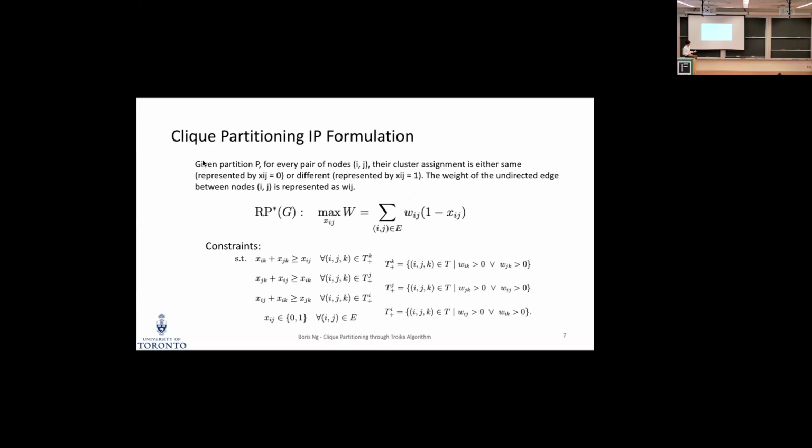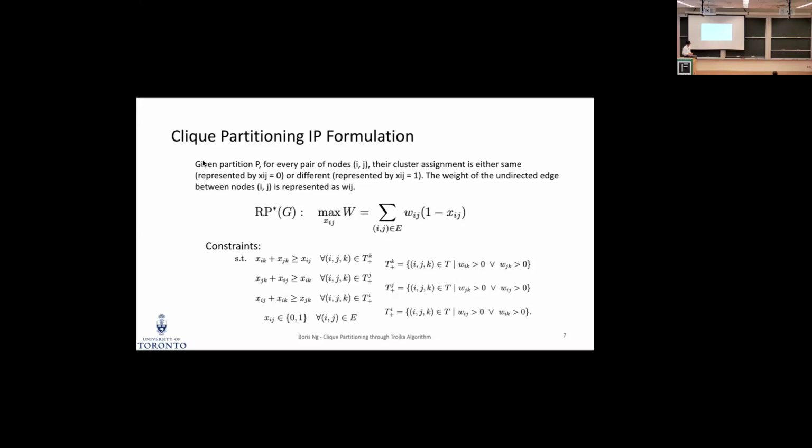Now, I'll briefly go over the integer programming formulation for the clique partitioning problem. We define variable xij, for example, to be a binary variable: 0 if nodes i and j are in the same cluster, and 1 if they are not. The objective function here is to maximize the sum of the weights of all edges within the clusters, represented by rp star. The constraints here look pretty complicated, I would say.